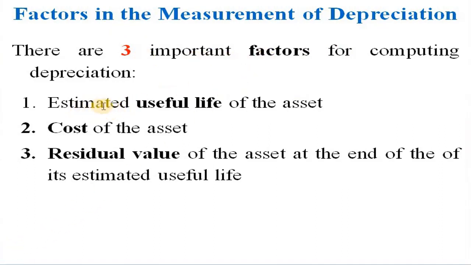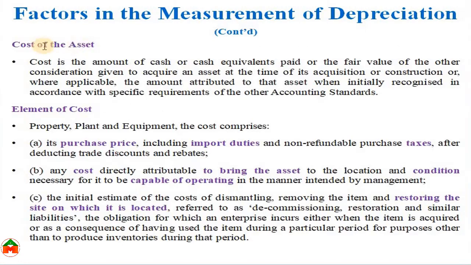We can see the first one is estimated useful life of the asset. We have to estimate the useful life of the fixed asset. We have to know the cost of asset, the acquisition price of the asset, and we have to know the residual value or scrap value or salvage value of the asset at the end of the estimated useful life. This is the one element or factor that should be considered for calculating depreciation, that is cost of asset or acquisition price of the asset.